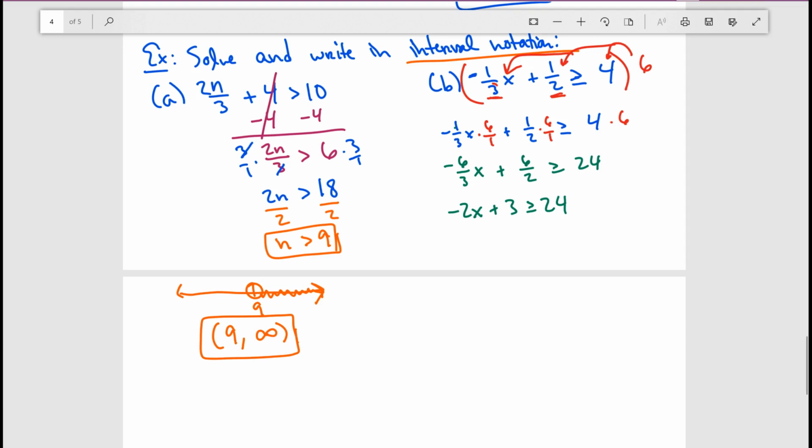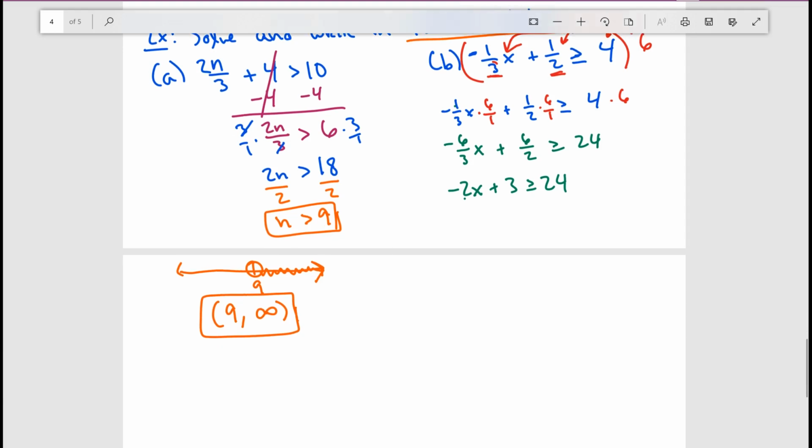Now, this is a really good trick, because what you want to do is eliminate the denominator. So always think of the number that divides into both of these, and the number that divides into 3 and 2 is going to be 6. I just multiplied across. Negative 1 times 6 gives me negative 6, and 3 times 1 gave me 3. 1 times 6 is 6, 2 times 1 is 2, and then negative 6 divided by 3 gave me negative 2, and 6 divided by 2 gave me 3.